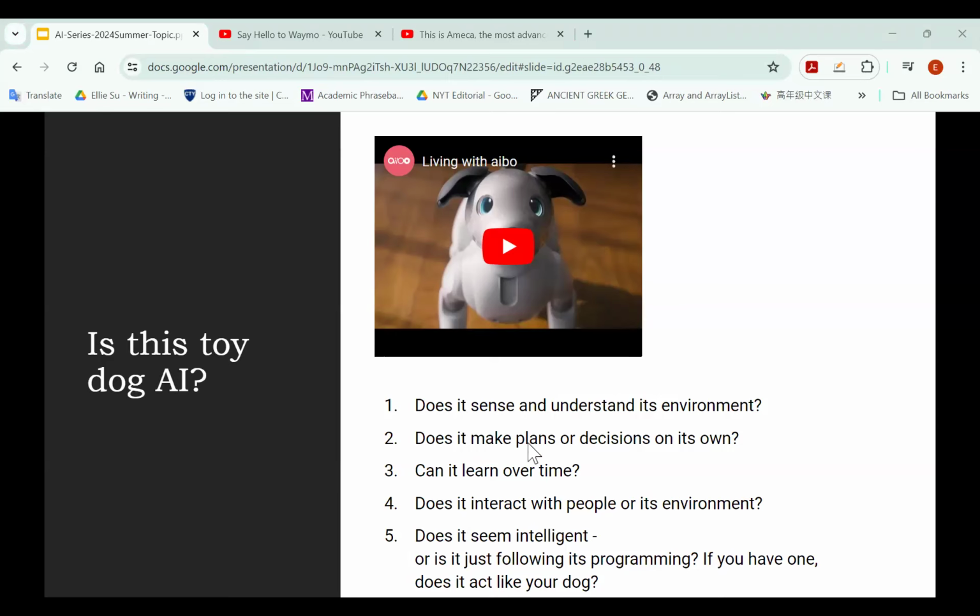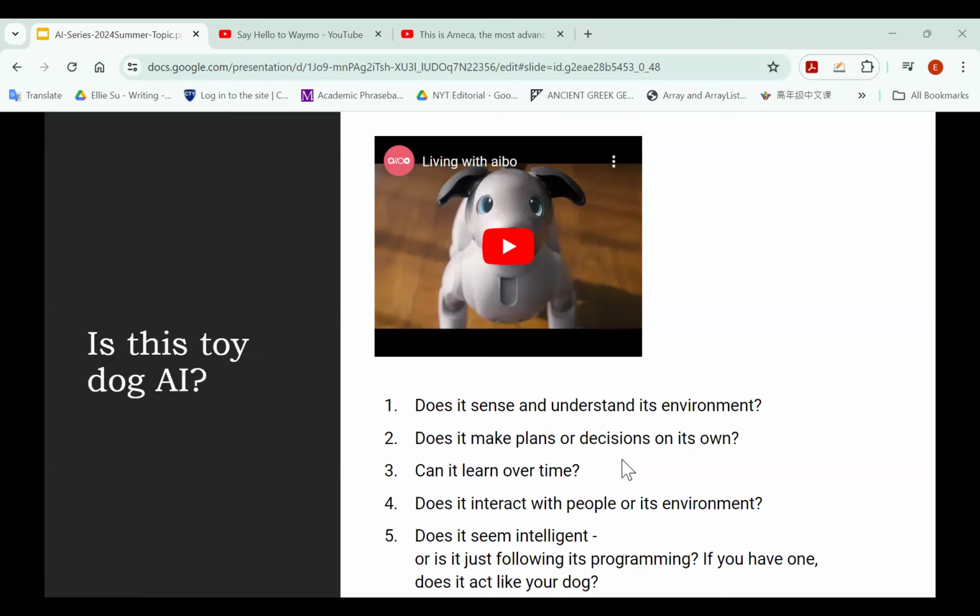So now let's look at the second one. Does it plan or make its own decisions? You can either say yes or give an example. Yeah, it makes its own decisions. And it does that based on, for example, what time of the day it is. And it was sad when it saw the girl leave.